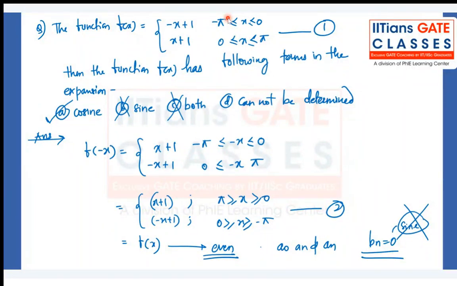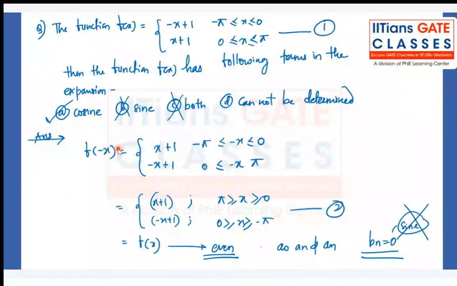Whenever f of minus x is equal to f of x, we call it an even function. If the function is even, a0 and an are present, bn is 0. If the function is odd, f of minus x is equal to minus f of x, then bn is present and a0 and an are 0. So first check whether the given function can be represented as even or odd. That is what we are doing in this case, because our limits are of opposite signs.